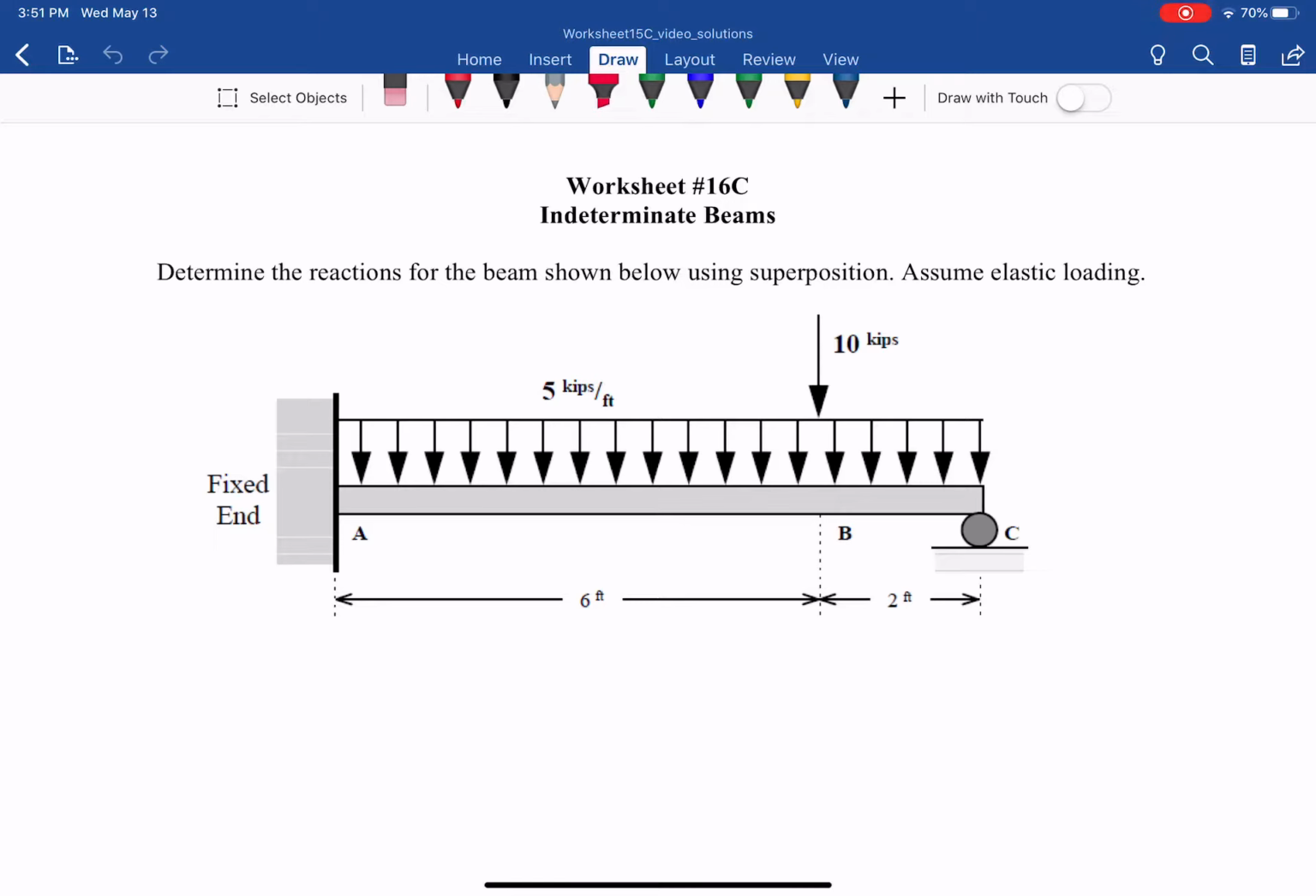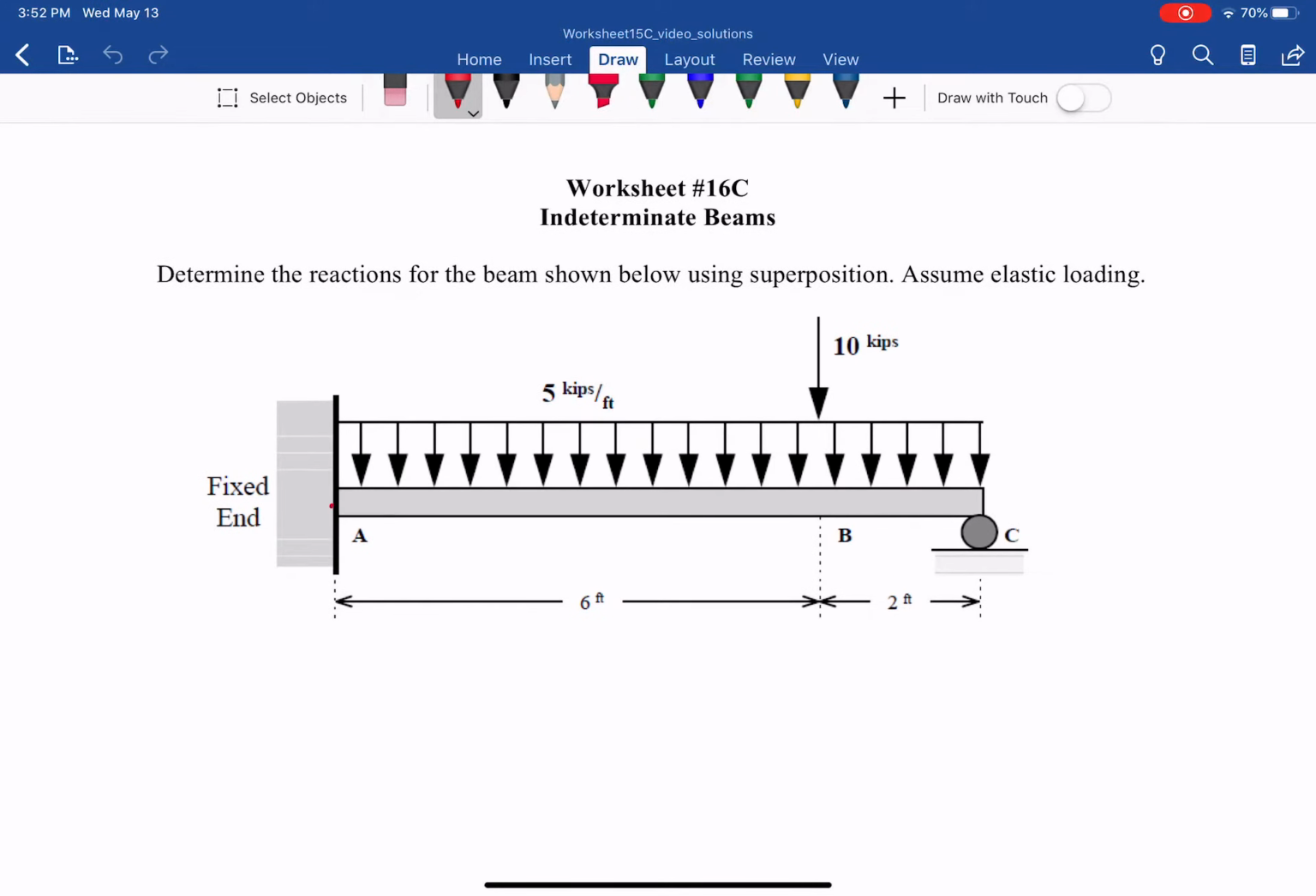Use your engineering mechanics statics knowledge. At a fixed support in 2D, we have 3 unknowns. If you recall, here is Ay, we have Ax, and of course we also have a moment reaction at the fixed support, MA, and at the roller C we have Cy.